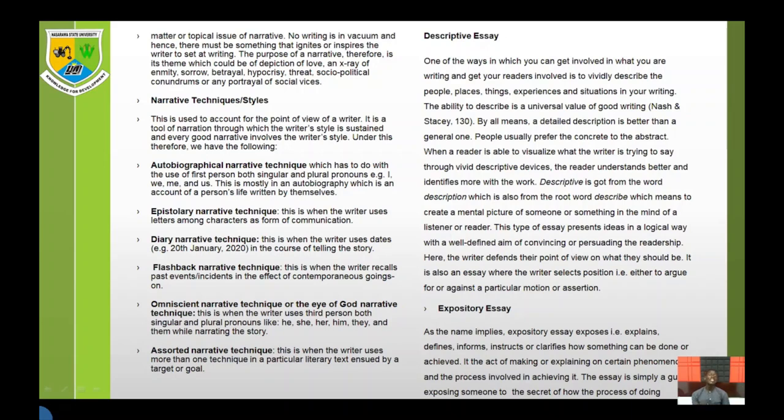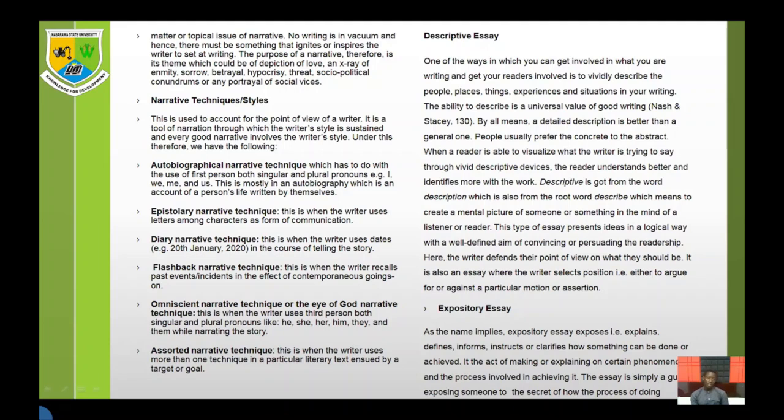The next one is flashback narrative technique, which has to do with when the writer uses some incident to recall past events unfolding themselves because of their effect that is summoned now in the contemporary issues as the characterization of the story ensues. This is just to see from the word flashback. It means the writer is taking you back to some things that happened, that maybe have an effect now.